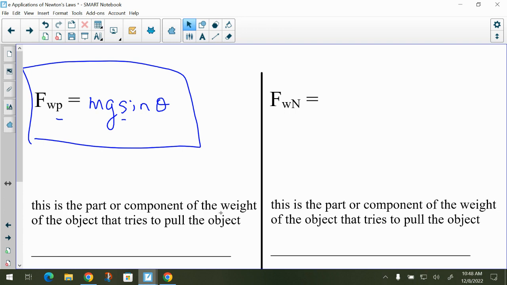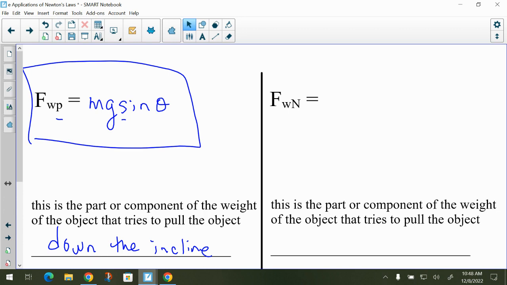So this is the component of the weight that tries to pull an object down the incline. The reason I'm saying this is that I have kids sometimes draw FWP going up the incline, and that's impossible. Weight always pulls things down. So if you draw FWP going up, I know you have no idea what it means. It's part of the weight trying to pull it down the incline.